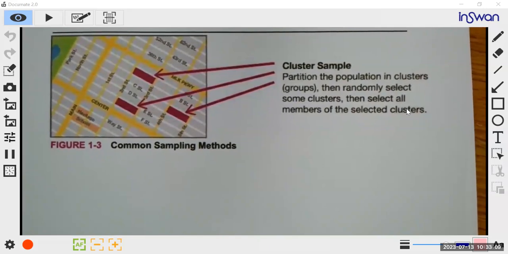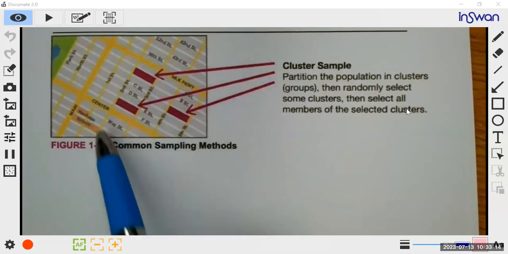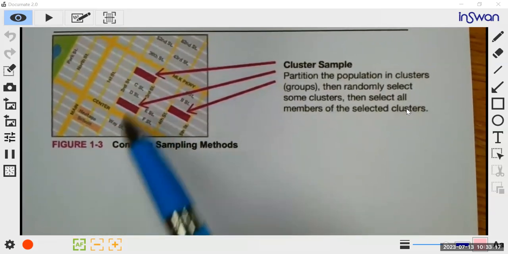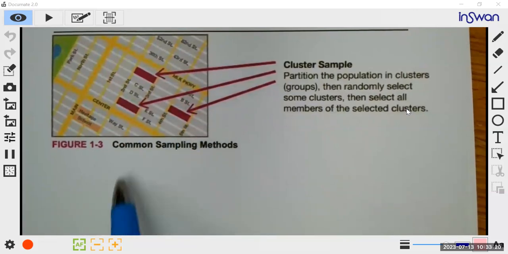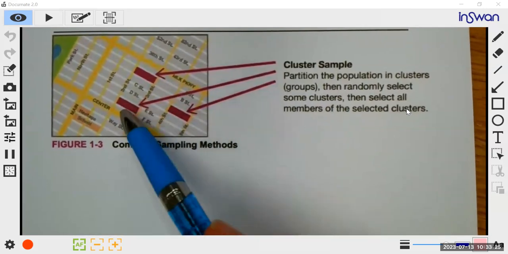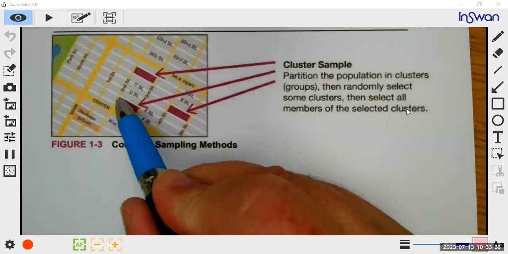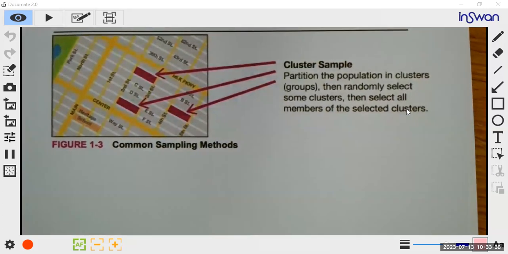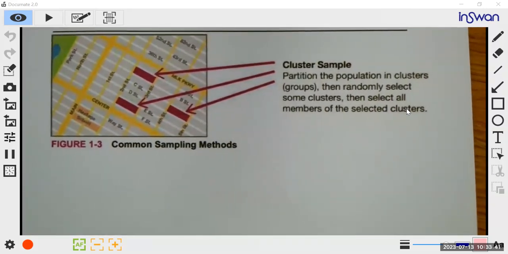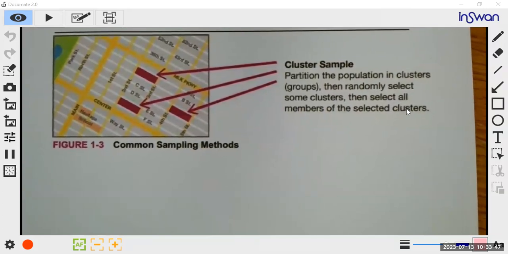Is it random? Well, yeah, because you don't know who's inside these. In this example, it's neighborhoods, city blocks. You don't know who's in this block, who's in this block. You simply pick, okay, I have my grid already made. I'm going to pick these three clusters. And that's it. So everybody on this block is chosen. And then from there, you have to go door to door and ask people their questions or whatever you're surveying.